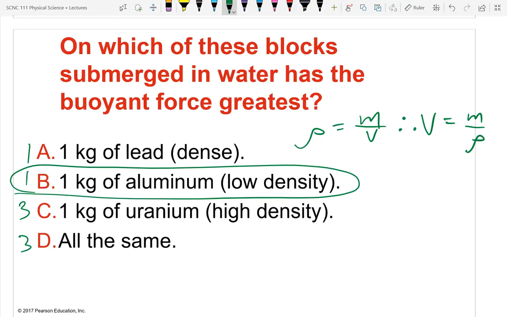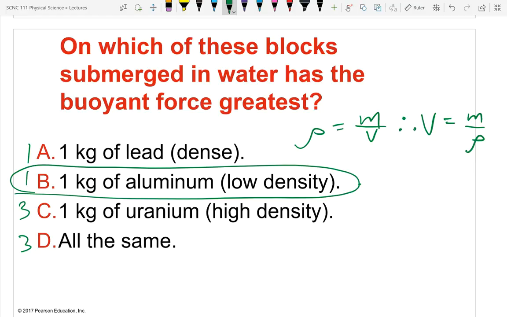Bigger, because the buoyant force is the weight of the displaced fluid. The bigger the volume, the more fluid it displaces, the more the buoyant force. So the one with the biggest density is going to have the smallest volume and thus the smallest buoyant force. The one with the smallest density is going to have the biggest volume and thus the biggest buoyant force. If you put it in terms of the things you know, you would have answered right.